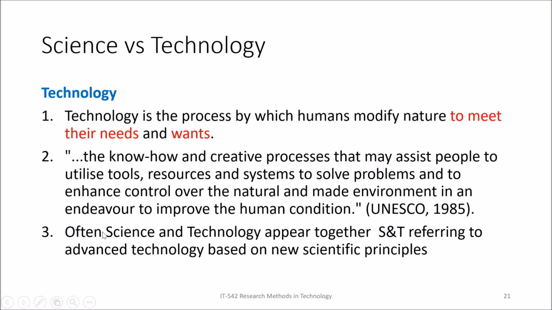Now, like you see the last statement, often science and technology appear together, right? Referring to advanced technology based on new scientific principles. It means science and technology combined can be used to solve problems nowadays. Okay.